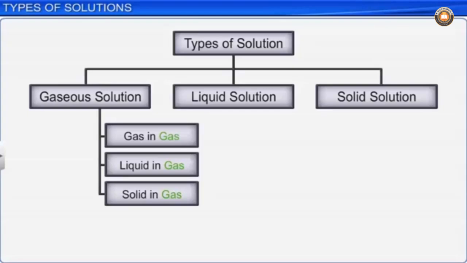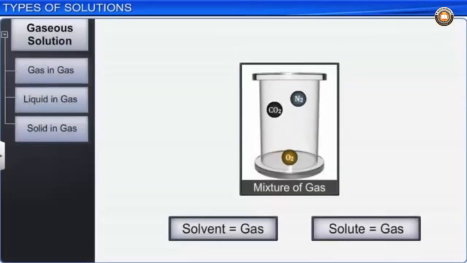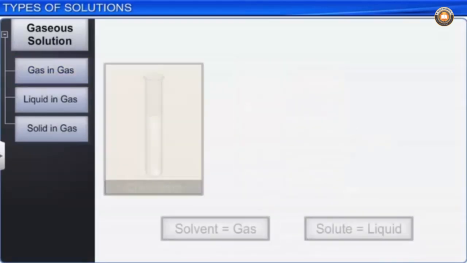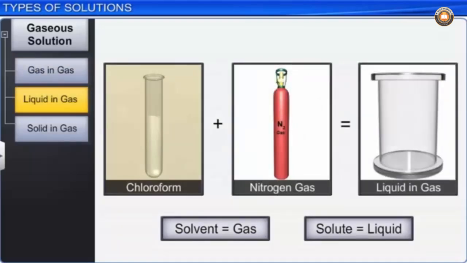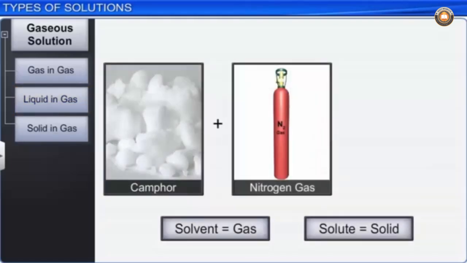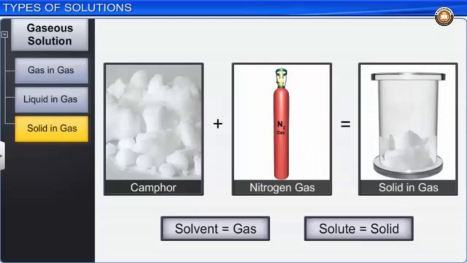A solution in which a gas is the solvent, and a gas, a liquid, or a solid is the solute, is known as a gaseous solution. For example, air is an example of gas in gas type of solution. Chloroform mixed with nitrogen gas is an example of liquid in gas type of solution, while camphor in nitrogen gas is an example of solid in gas type of solution.